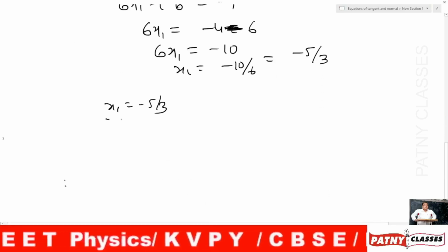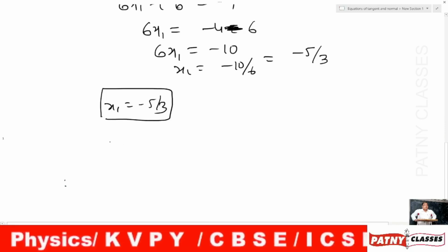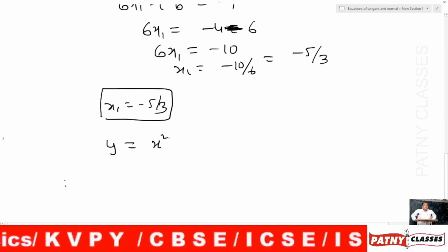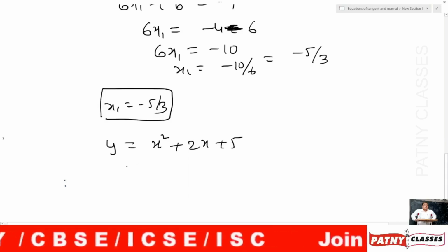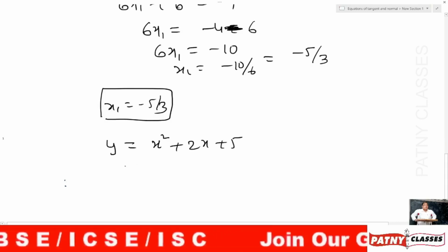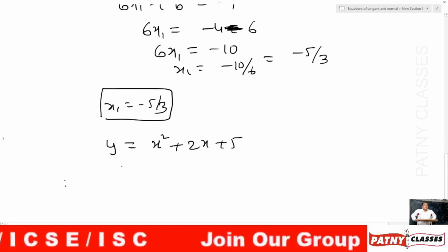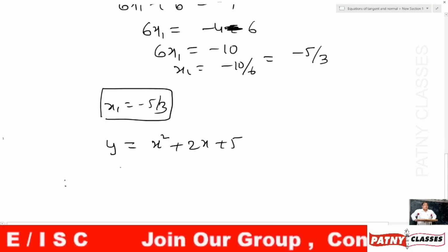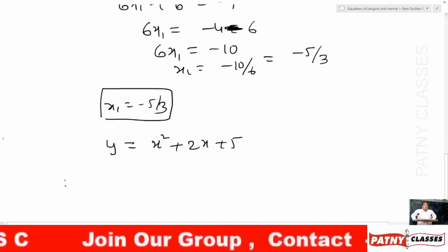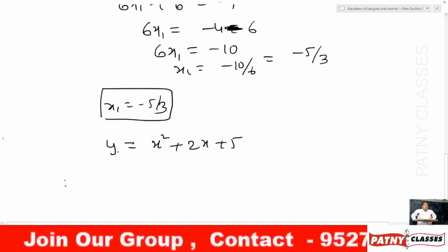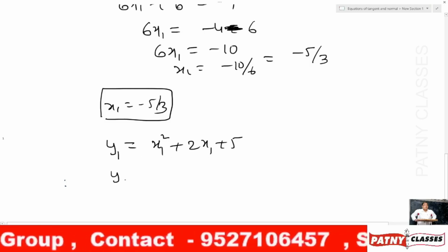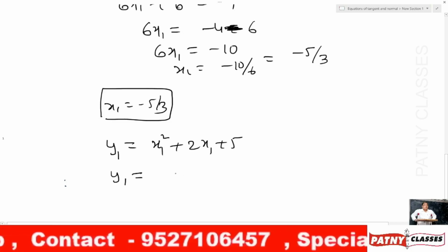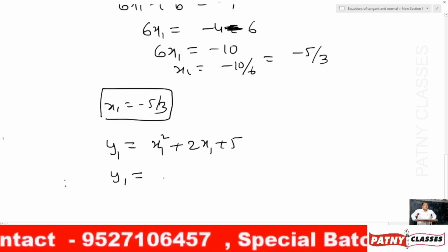And putting this value in the equation of curve. What is the curve? y equals x square plus 2x plus 5. Since x1, y1 are lying on the curve as well as the tangent, because it is the point of contact, therefore the point of contact must satisfy the equation of curve. So they must satisfy the equation of the curve. Therefore I kept x1, y1 in the equation.